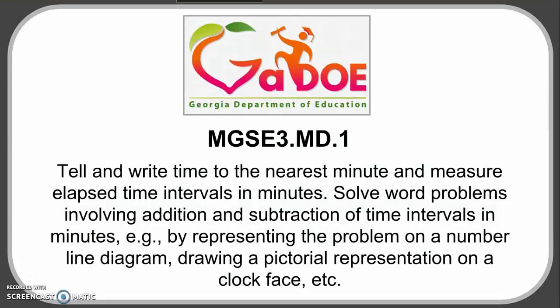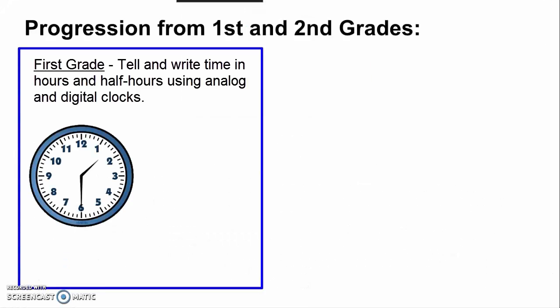This video will concentrate on the Georgia Standards of Excellence for 3rd grade math 3 MD1, which focuses on telling and writing time to the nearest minute, as well as solving addition and subtraction word problems to calculate elapsed time. 1st and 2nd grades lay the foundation for success with 3 MD1.